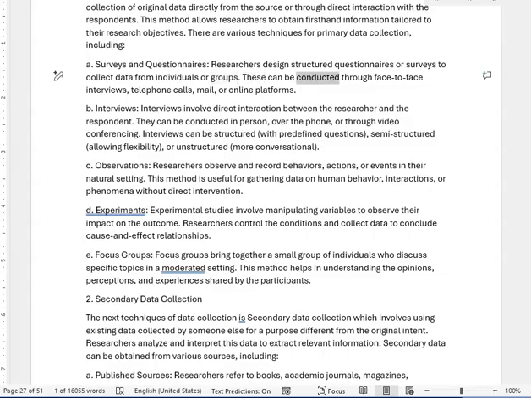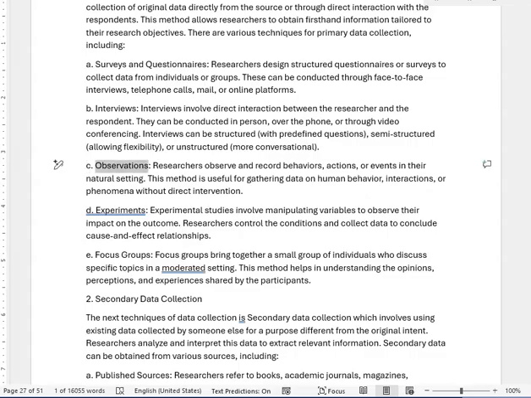These can be conducted through face-to-face interviews, telephone calls, mail, or online platforms. B. Interviews. Interviews involve direct interaction between the researcher and the respondent. They can be conducted in person, over the phone, or through video conferencing. Interviews can be structured, with predefined questions, semi-structured, allowing flexibility, or unstructured, more conversational.